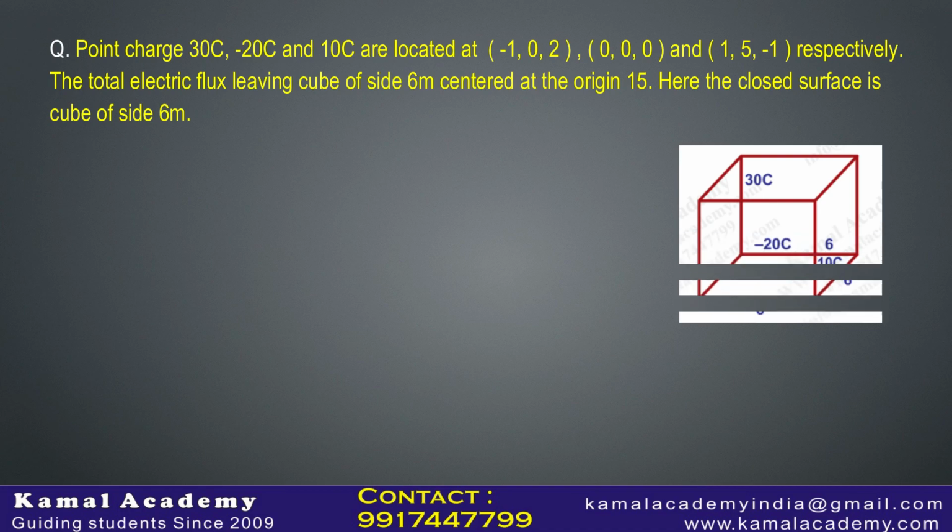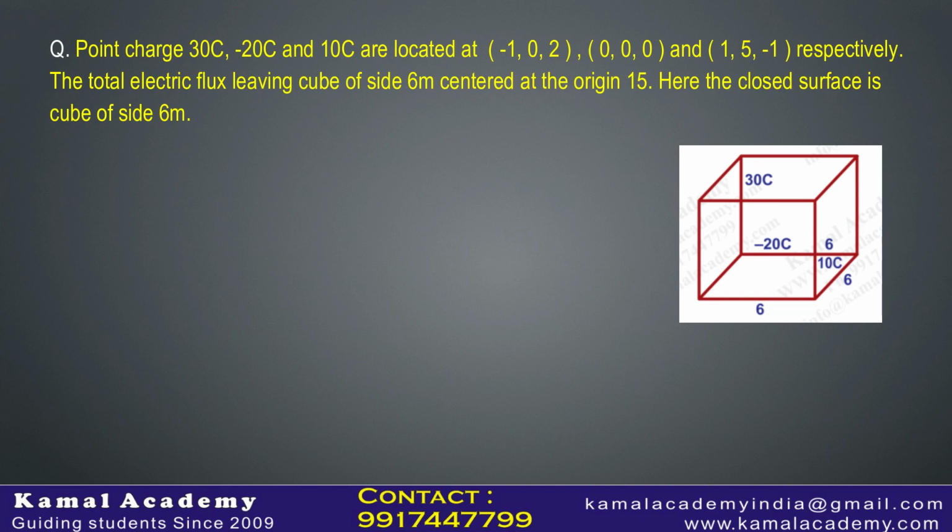So in this question we are provided 3 point charges, 30 coulomb, minus 20 coulomb and 10 coulomb, of known coordinates in the x, y and z directions. We have to determine the total electric flux passing through the closed cubical Gaussian surface of side 6 meter which is centered at the origin.